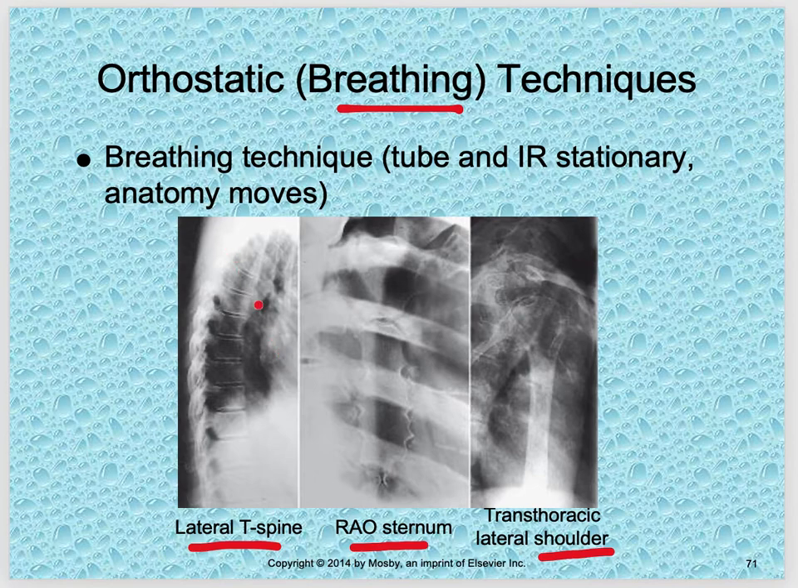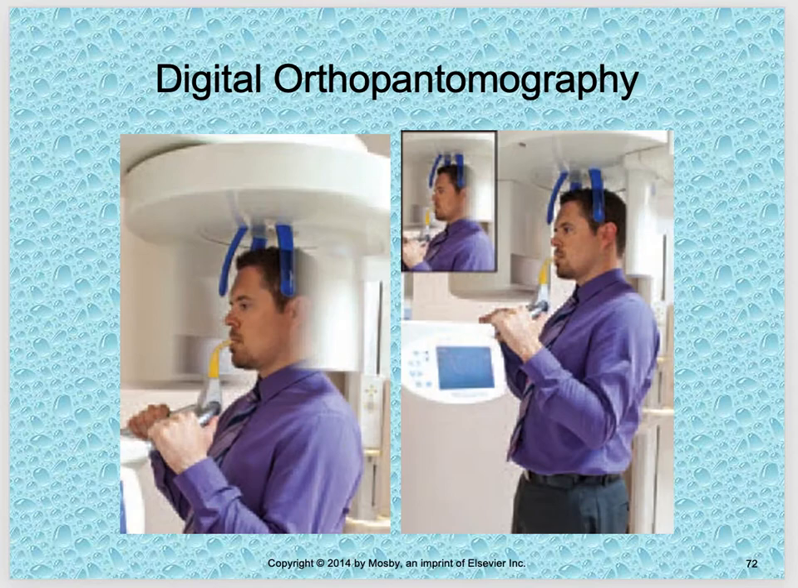The natural motion of the lungs moving up and down blurs the ribs, gives you better visualization of your vertebral bodies. For the sternum, the ribs get blurred. You can see the really nice outline of the sternum, and then also the ribs are blurred, and you can see that really nice shoulder through the thoracic cavity. So orthostatic breathing technique blurs the ribs, blurs the anatomy that you don't want to see, to better visualize the anatomy that you do want to see.